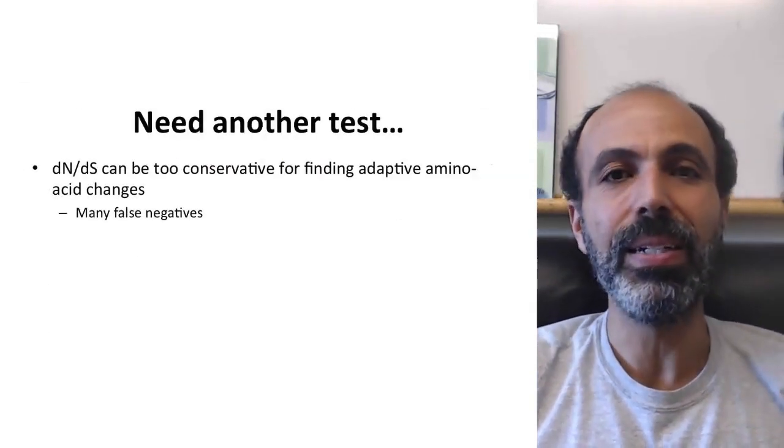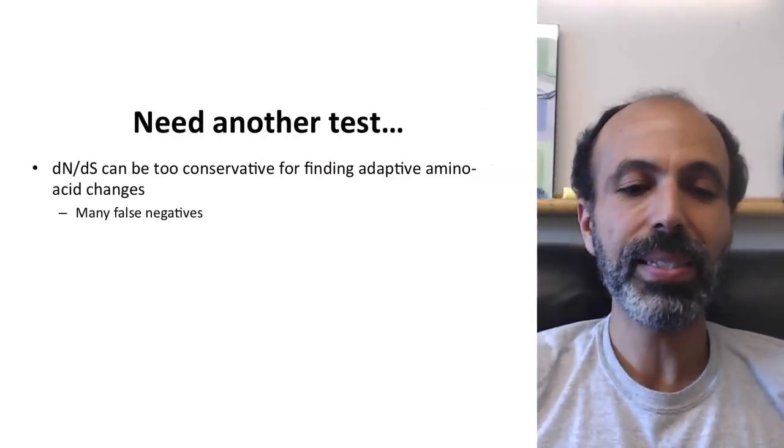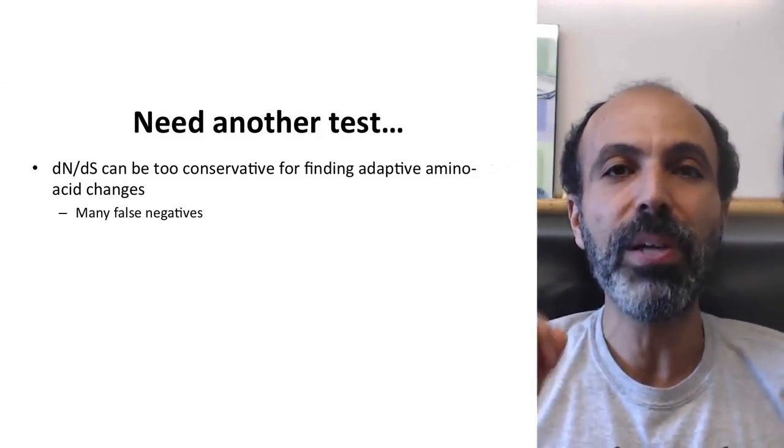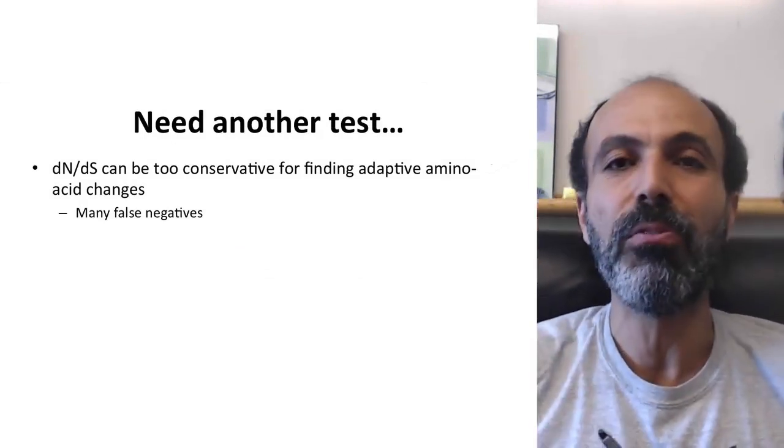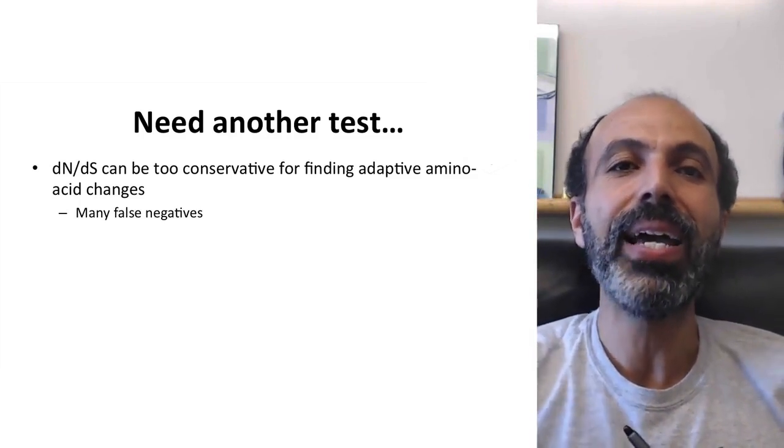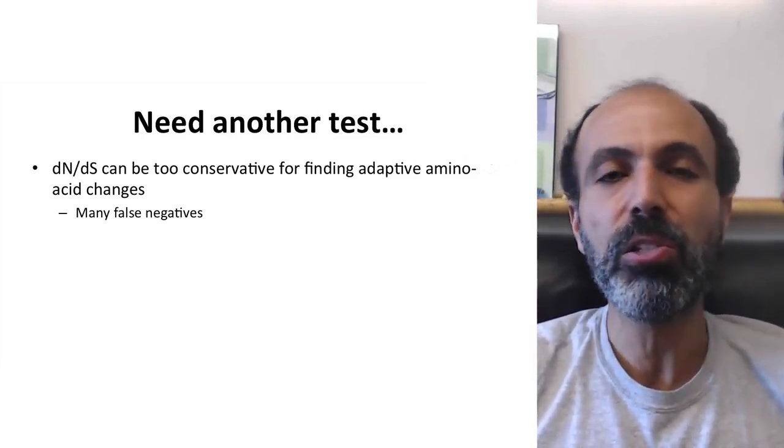We basically need another test, because dN/dS can end up being a little bit too conservative, especially if you're looking for those adaptive amino acid changes, that high dN/dS value. You'll have way too many false negatives. So in the next video, we'll look at a test that is a little bit better at catching these kinds of adaptive amino acid changes.